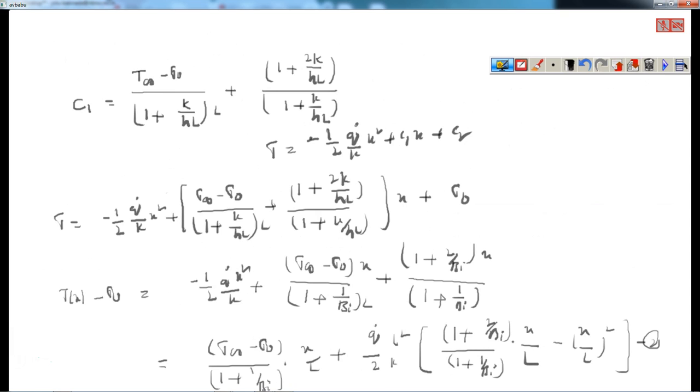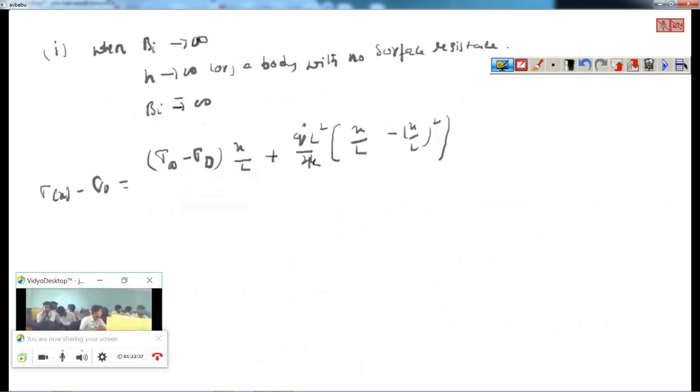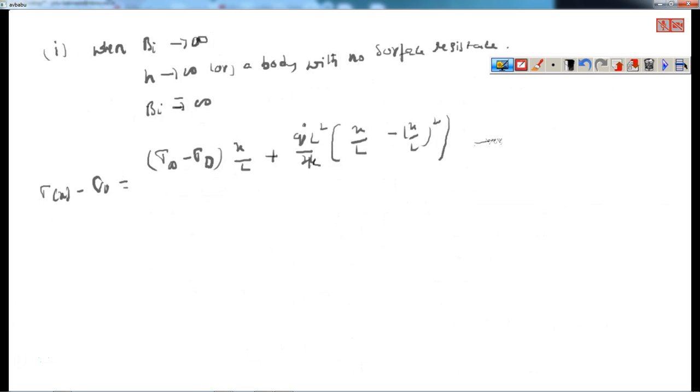Okay, now this is the first case, right? And if heat generation is neglected, then Q dot is equal to 0. Then what will happen? T(x) minus T0 is equal to T infinity minus T0, since the heat generation term is 0, into x by L. This is the same as the equation you derived earlier for the first case, steady state heat transfer through a slab.